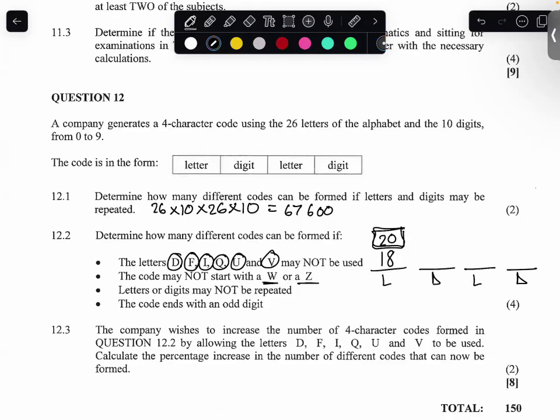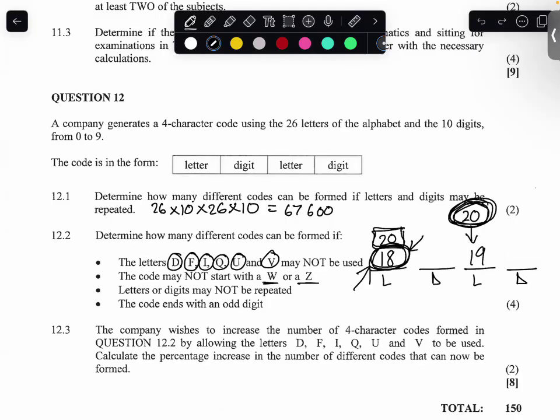Next, letters or digits may not be repeated. So in this position of the letter, again, I would have had 20 options, but letters and digits may not be repeated. So whatever this letter was, I have to subtract 1 because letters may not be repeated. So I need to subtract 1 from this option, which gives me this position to be 19. So I put a letter down here. I can't reuse it.